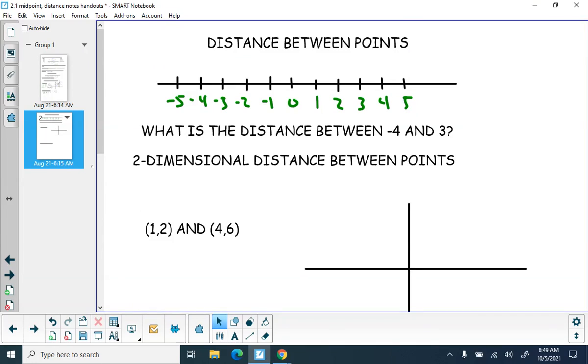Take a look at the distance between the 2 points. I have the values negative 4 and 3. What's the distance between those 2 points? I have a value of negative 4. I have a value of 3. What is the distance between those 2 points? The value of 7. How'd you get 7?